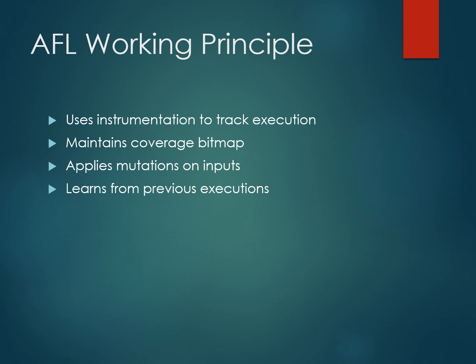The working principle. AFL first tracks the program execution using instrumentation. It stores the execution path in a coverage bitmap. Then it applies mutation on inputs and runs the program repeatedly. If new execution paths are found, those inputs are kept for further testing.